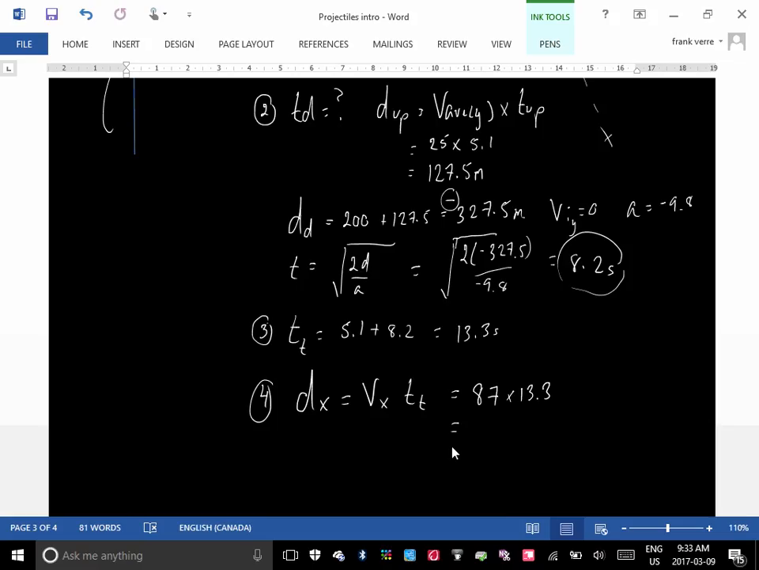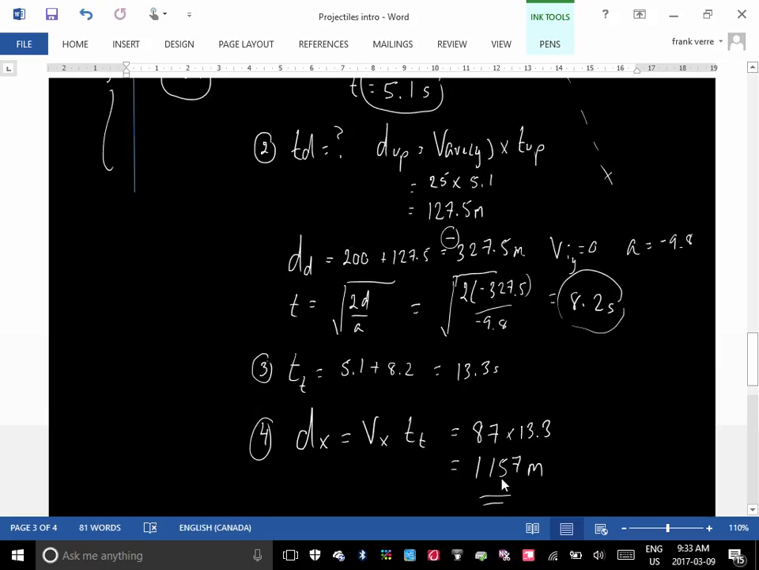There's no acceleration along the horizontal. So what's the horizontal displacement or the range? Yep, 1,000. That's fine. We'll leave it at that.